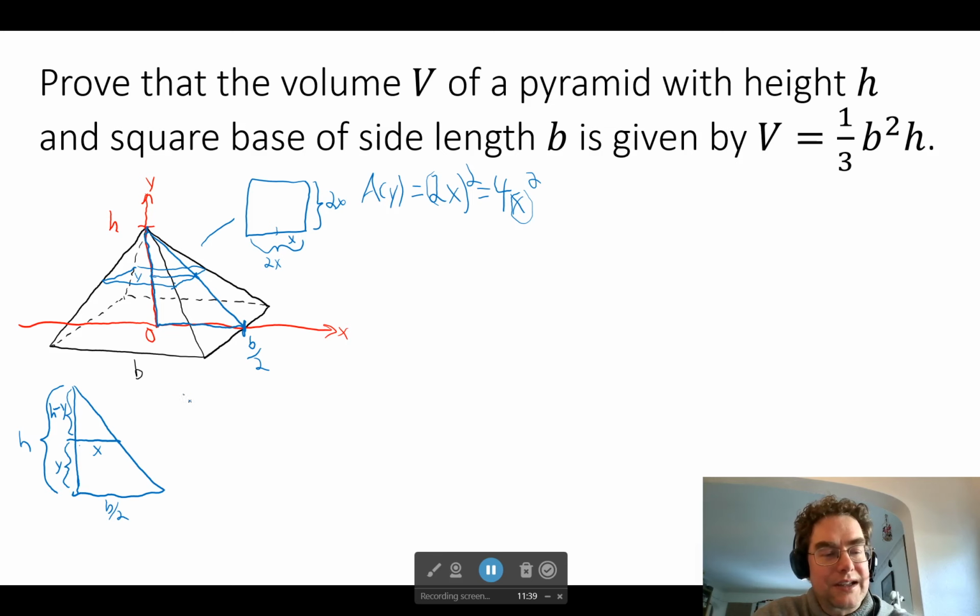And looking at the smaller triangle, base over height of that is going to be x over h minus y. And set that equal to base over height of the larger triangle. So that'll be b over 2 over the height of that larger triangle, which is going to be h.